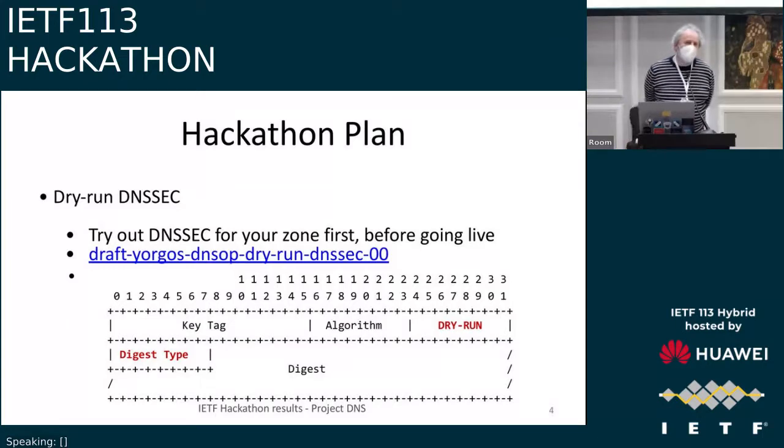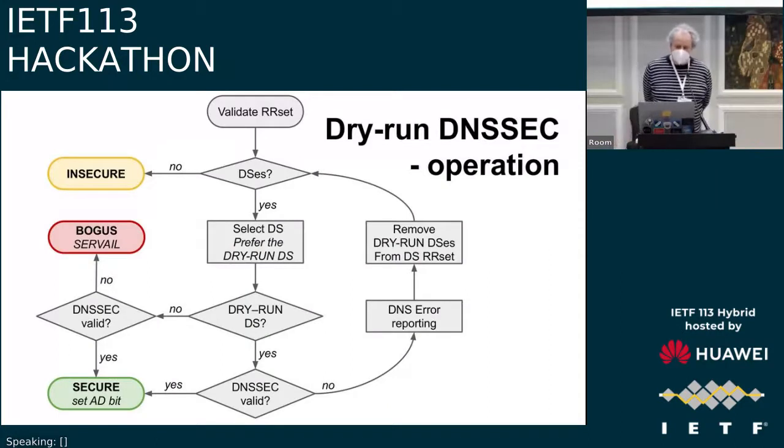This is a new ID, dry run DNSSEC. It allows you to try out DNSSEC before going live with it, because that's a bit scary for many people, and rightfully so. The idea is to have a new delegation signer algorithm, which just wraps an existing delegation signer algorithm and just signals, this is dry run DNSSEC. If you have dry run DNSSEC DS in the parent, you're going to try that first.